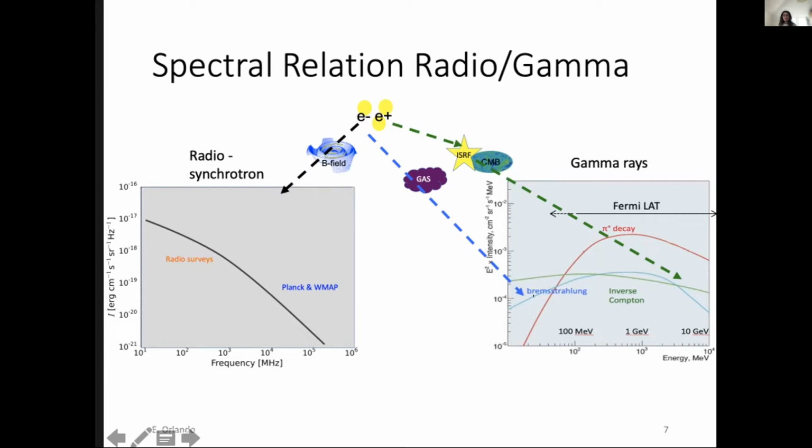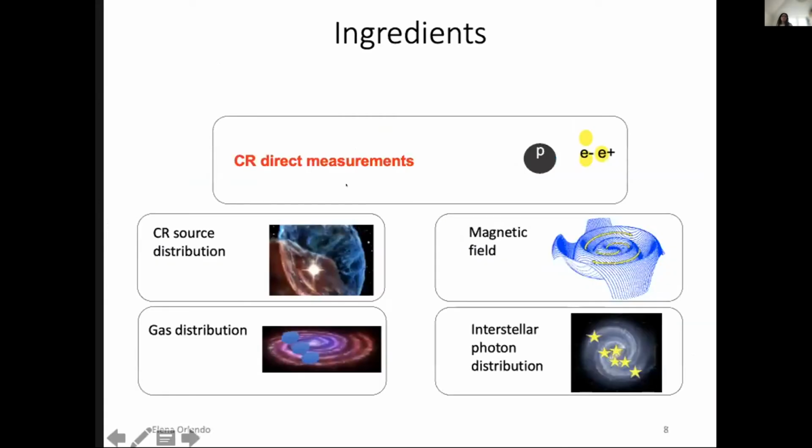As you see, the spectra of the components differ, and also the spatial distribution differs. So the method with GALPROP is the following. We use cosmic ray direct measurements to constrain injected spectra and propagation parameters for a given cosmic ray source distribution, which is best constrained with gamma rays. And we assume a gas distribution to produce the secondary particles, which are also important for synchrotron emission. We also need the magnetic field model and interstellar photon distribution models, and all of these need to have a 3D formulation.